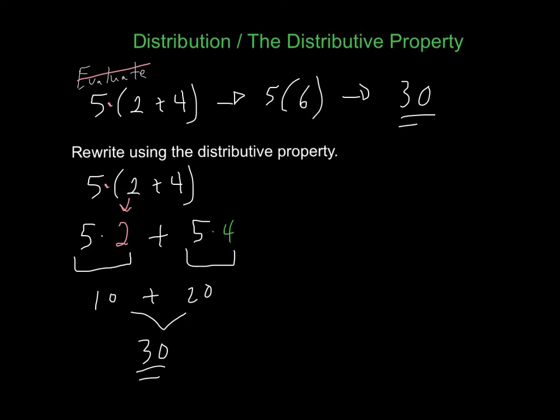Now if I were to see the original problem, 5 times 2 plus 4 in parentheses, I would use the first method. Using the distributive property for this particular problem to evaluate it really isn't the right way to go. The original way we attacked it would be how I worked it. But let's try a different problem and see if we can understand what distribution is all about.